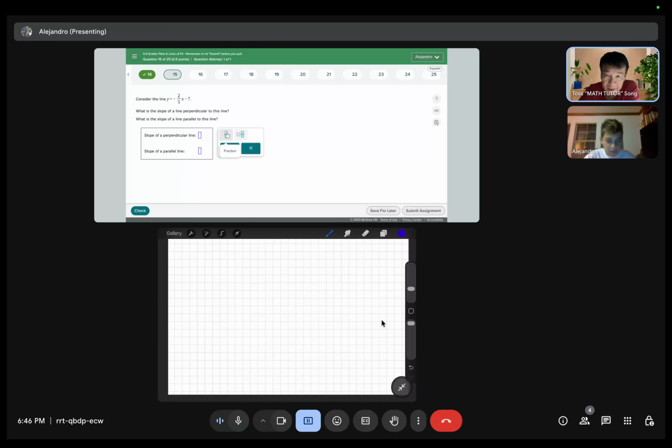Yeah, and it's positive because we want the opposite sign, or they call it negative reciprocal. Negative on top of a negative becomes a positive. That's good. Okay, and then the slope of a parallel line to that line, to that y equation. What do you think? Would it be negative 2/5? Yes, exact same slope as the original. Very good.